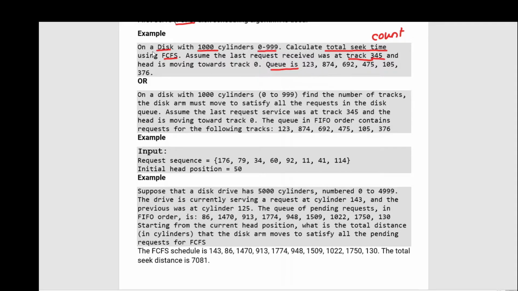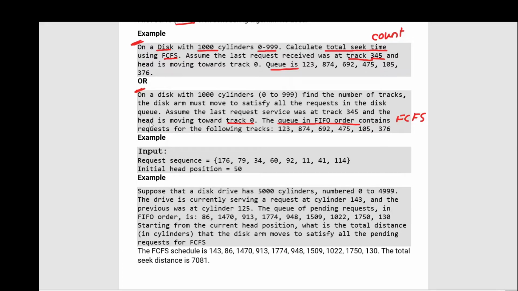This same numerical can be asked in another fashion. Once again, 1000 cylinders, find the number of tracks the disk arm must move to satisfy all the requests in the disk queue, and your pointer is moving towards track 0 and the queue is given in FIFO order. That means we need to solve this numerical using the FCFS disk scheduling algorithm. The sequence of the tracks is given in the same order.